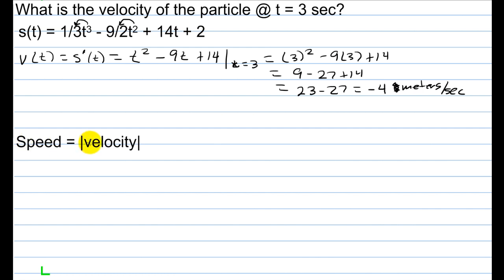Now speed is the absolute value of velocity. If someone asks you what was your speed getting here or arriving to school, you wouldn't say -7 miles per hour. You would say 7 miles per hour. Of course, that's a bad example. That'd be really slow, but let's say 35 miles per hour. You would never say a negative value for speed. So the speed equals absolute value of velocity. So the speed of the particle at t equals 3 seconds would just be 4 meters per second.